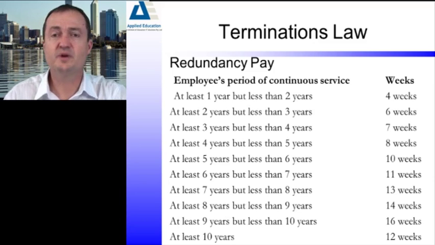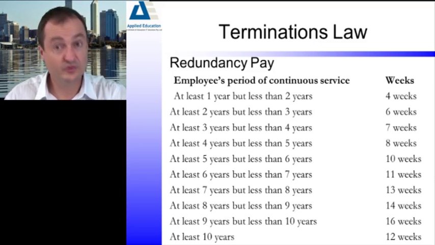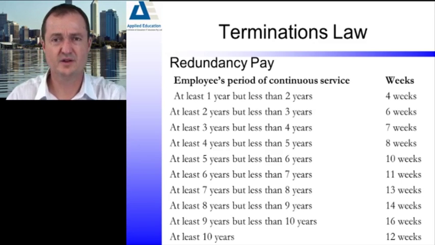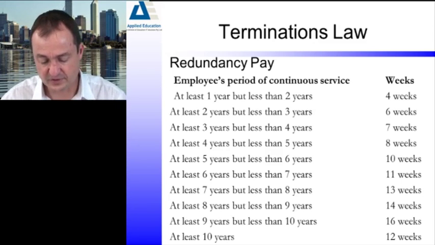If the employee has not been with you for 1 year, there is no redundancy. From there, between 1 and 2 years, the payout would be 4 weeks. Between 2 and 3, it's 6 weeks. Between 3 and 4, it's 7 weeks. And you can see there it keeps on increasing until you hit 9, but less than 10 years. At that stage, it's 16 weeks. And then for whatever reason, once you've hit that 10-year mark, it goes down to 12 weeks, perhaps because at that point the employee would be due long service leave.